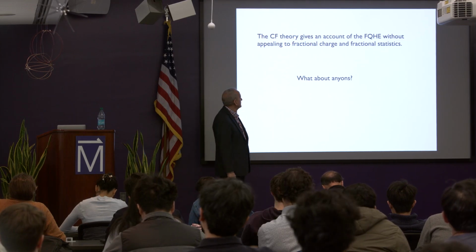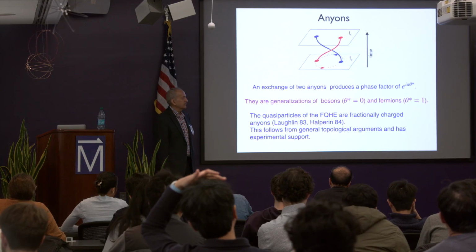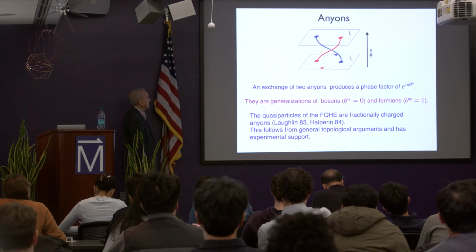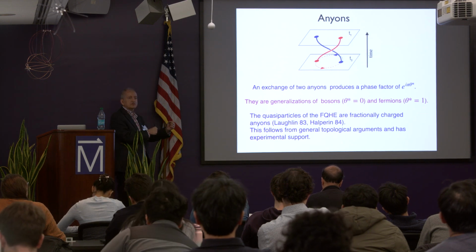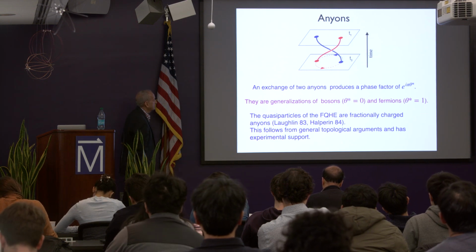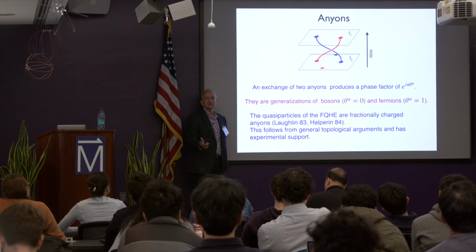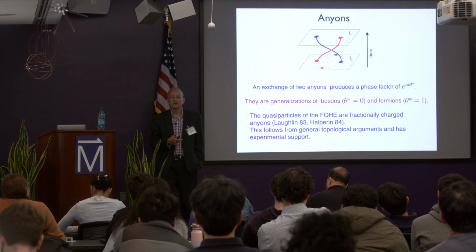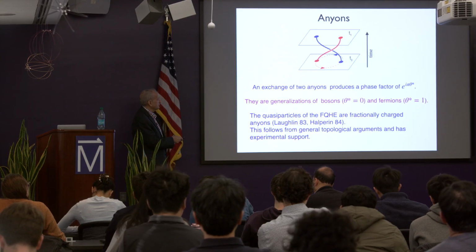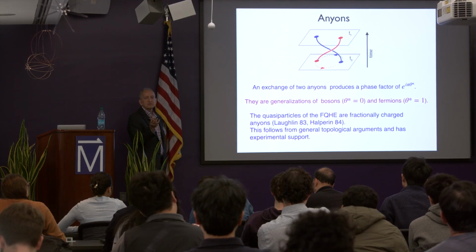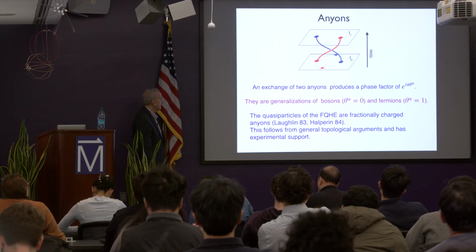So first of all, in case you don't know, anyons are defined as particles which have the property that if you exchange two anyons, the system acquires a phase e^{iπθ*}. So θ* for bosons is 0, for fermions it's 1, but it can be some number in between. So that's the definition of anyons.